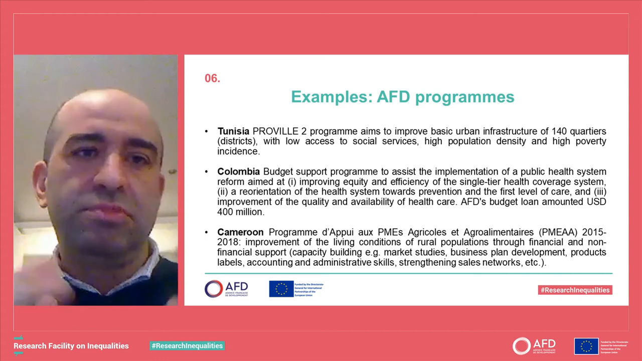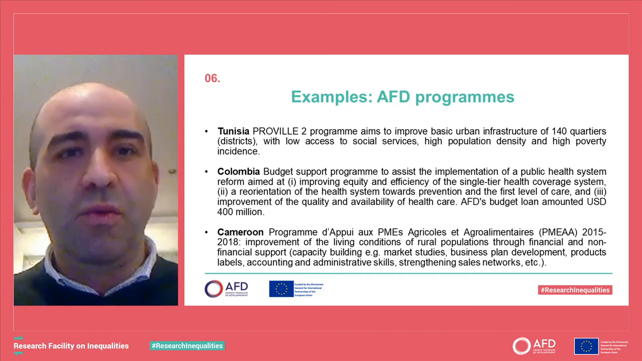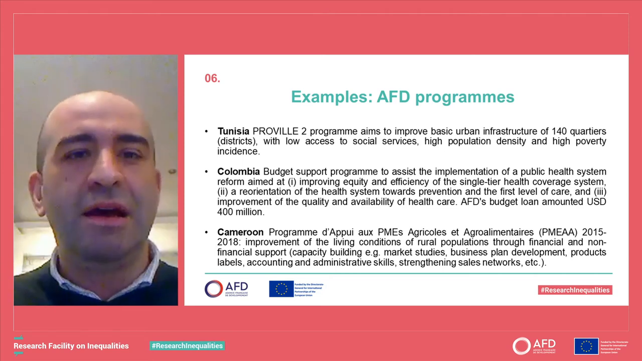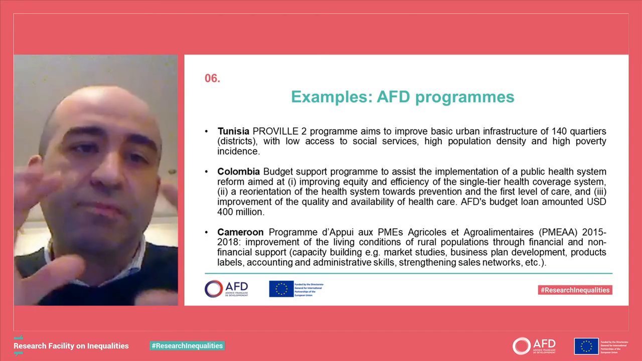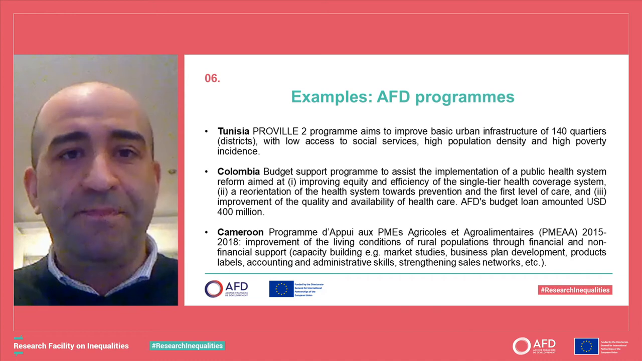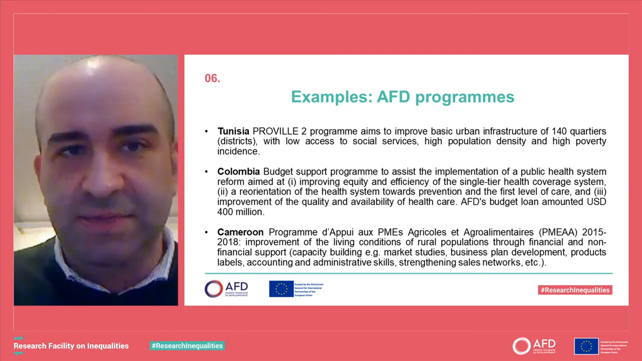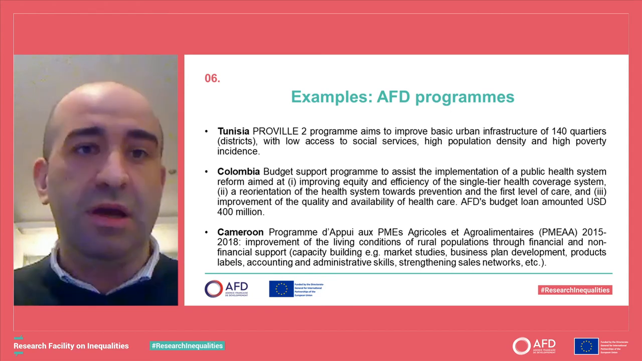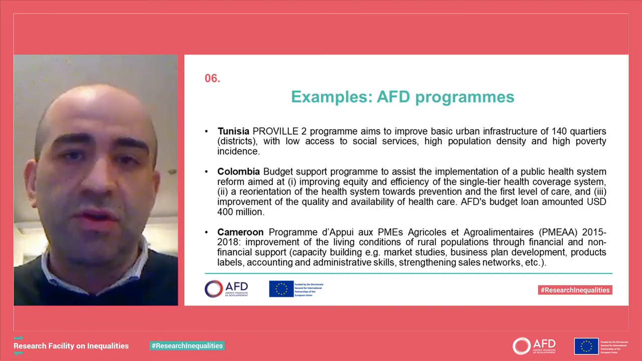The second is a typical budget support program. So you have in Colombia a reform of the health sector that wants to be more egalitarian. And therefore, the AFD jumped in and supported the budget for this reform. So it's a typical budget reform. And the third is a smaller program in terms of size in Cameroon, and it's support for small and medium enterprises in rural areas, to improve their capacity of doing business, basically. Unfortunately, we could only do a documentation analysis scoreboard for Cameroon because due to COVID, we couldn't conduct the statistical analysis. So I will focus on the results for Tunisia and Colombia.